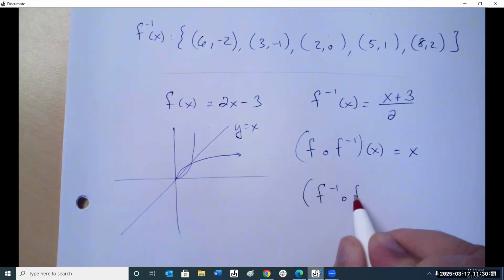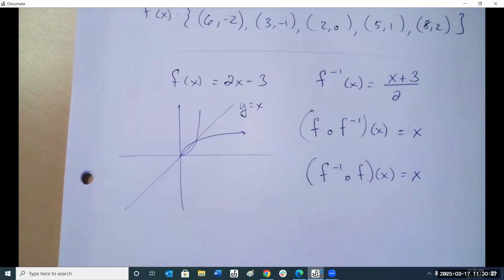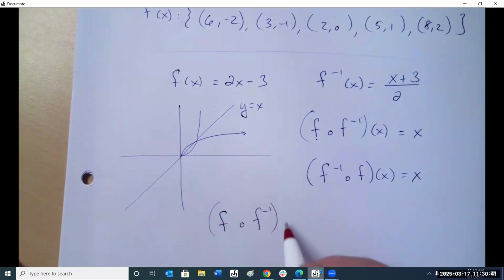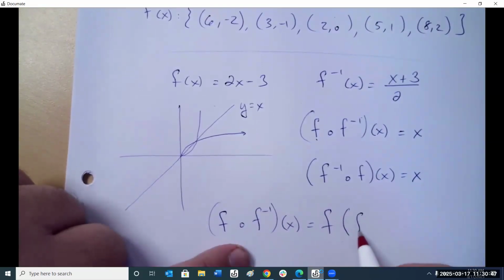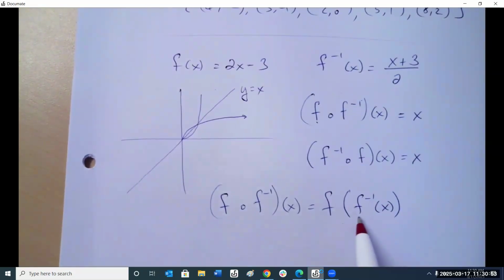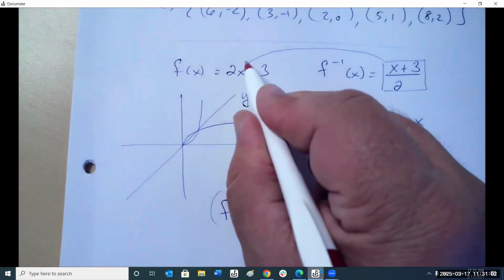Remember these functions? If you do a composite function with f and the inverse of f, then the resulting function should be just x. So let's look at this first one: f of f inverse of x. This one says, I take the inverse and make it my input. So I take this inverse, and anywhere I see an x, I plug it in there.